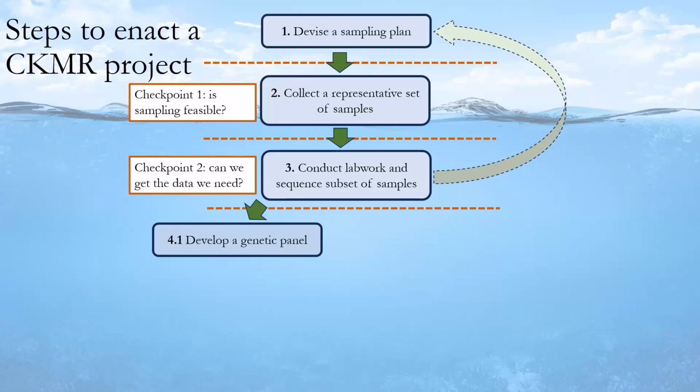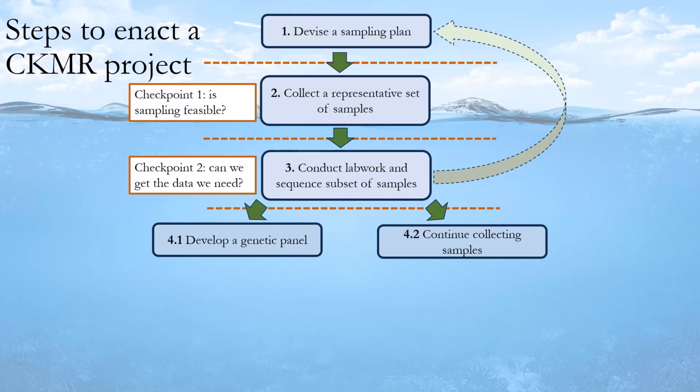And so we can use our subset of samples to develop a genetic panel. And this gives us a genetic panel that targets the regions, the SNPs, that we've determined are informative for kinship. And this also gives us the chance to build up and refine our bioinformatics workflow. And at the same time that we're analyzing these data and developing a genetic panel, we can continue collecting samples.